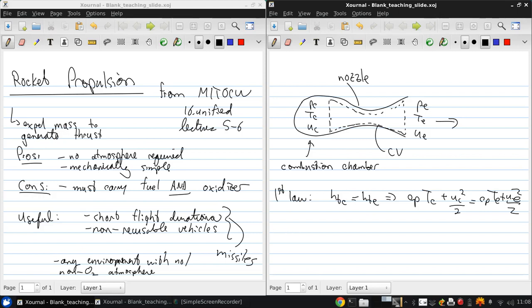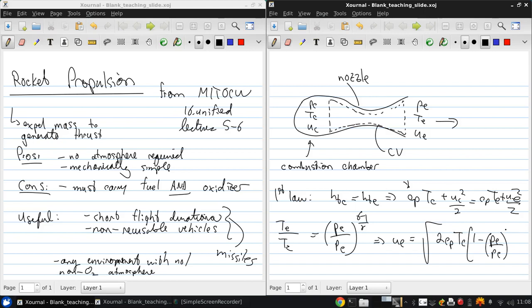Now, if we assume that the flow from C to E, so in the nozzle, is isentropic, then TE over TC is (PE over PC) to the (gamma minus 1) over gamma. Then if we solve for UE, putting it back into this equation, we get that UE is the square root of 2 CP TC times 1 minus (PE over PC) all to the (gamma minus 1) over gamma.